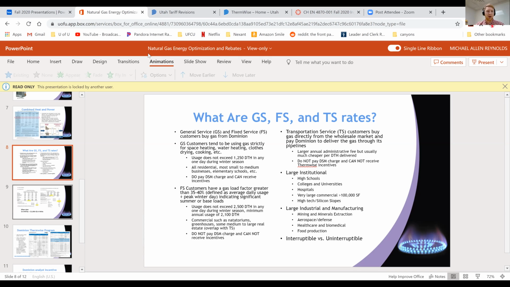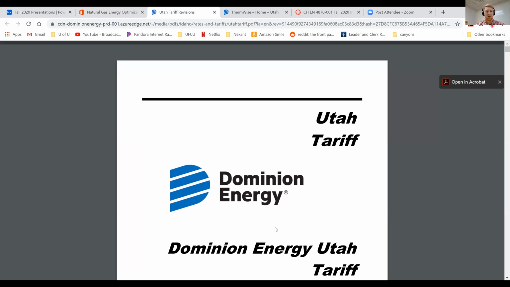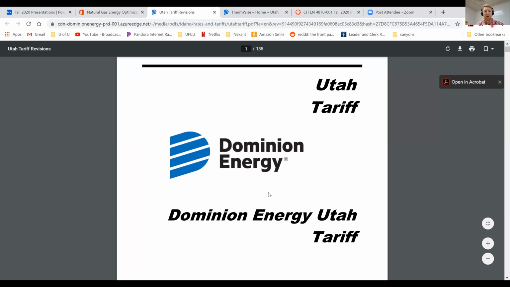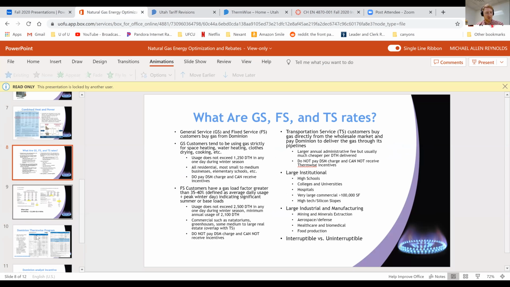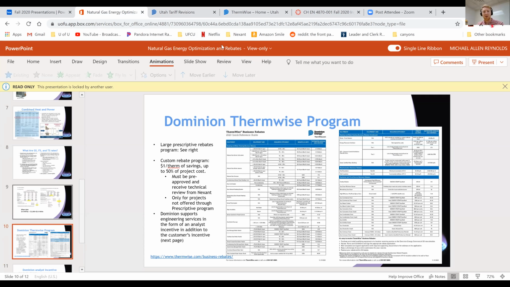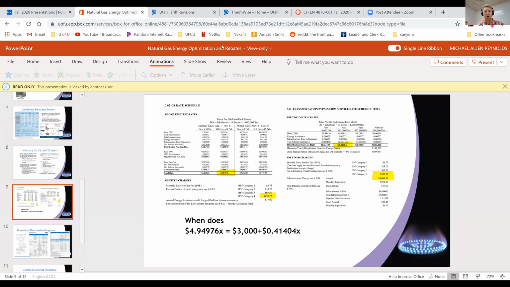Where I would recommend you go, I don't know if you can still see my screen, is the Dominion Energy Utah tariff. That is where I took these rates from, and it has all of the information about each rate class. So if you want to research that a little bit more, that would be a very useful tool and not something overly difficult to do by any means. Cool, thank you.